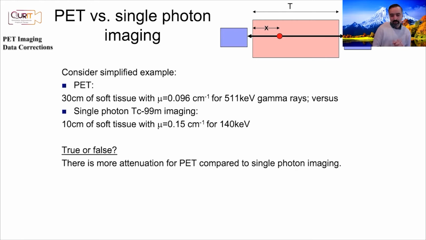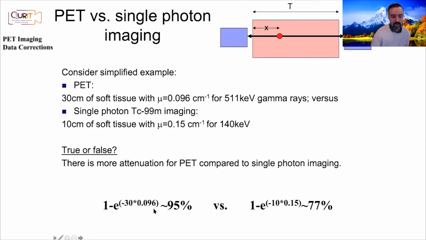Okay, so the answers are sort of split, and the answer is actually true. So why is that? Let's look at the numbers. This is what we got in the last question already for PET, right? 95% of events are attenuated.